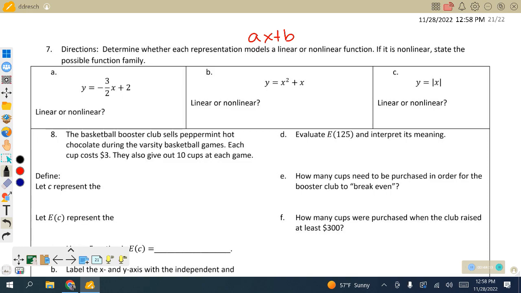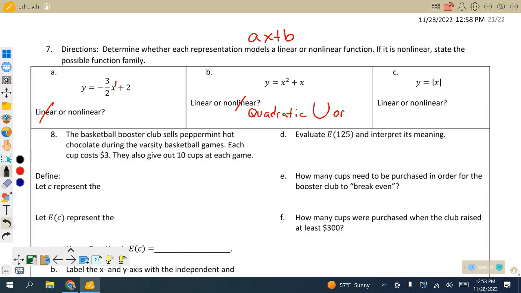Is letter A a linear or nonlinear? Definitely is. X to the first, that's linear. Is letter B a linear or nonlinear? No. What's screwing that one up? Yeah, x squared. What do we call that from the beginning of the year? X squared is called a... That's my quadratic. Okay. We're reviewing it now to get you ready for the final.